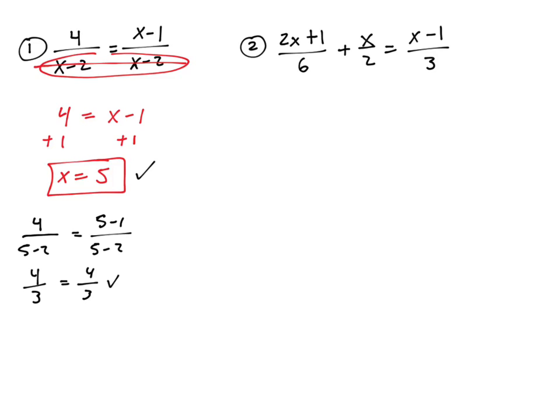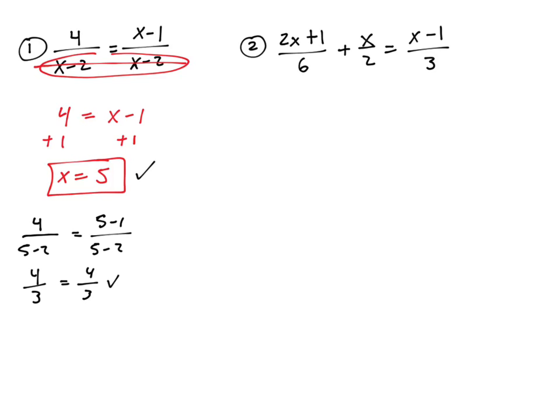All right, in this second problem, we've got 2x plus 1 over 6 plus x over 2 equals x minus 1 over 3. In this case, the least common denominator should be fairly obvious. Well, we've got 2, 3, and 6. 2 and 3 both go into 6, so the least common denominator in this case would be 6.